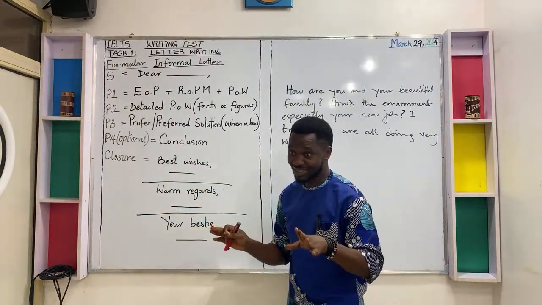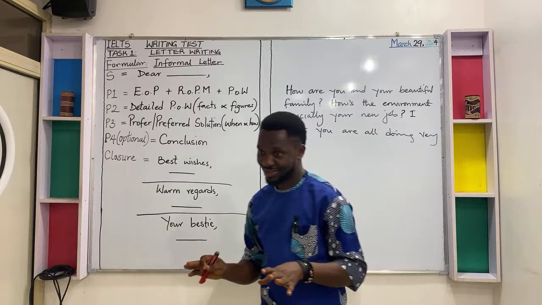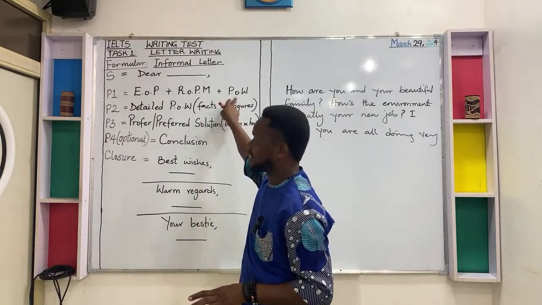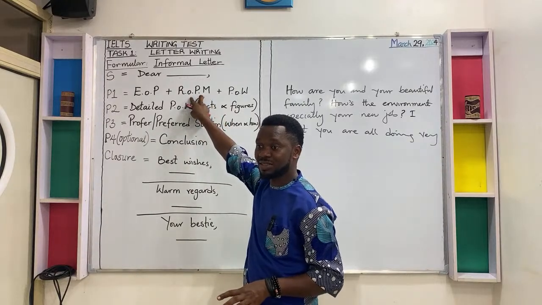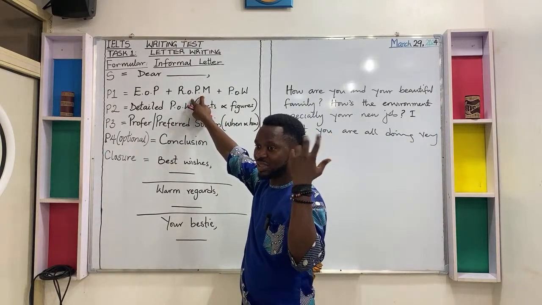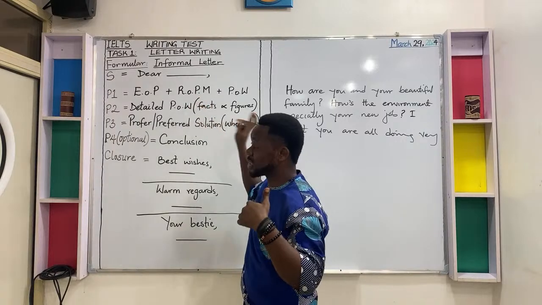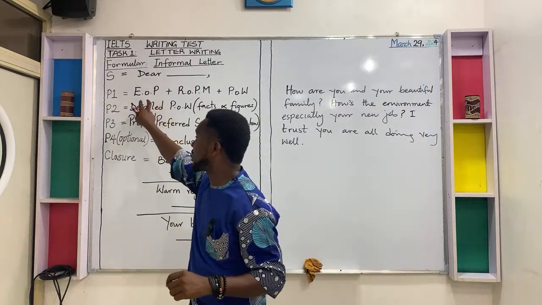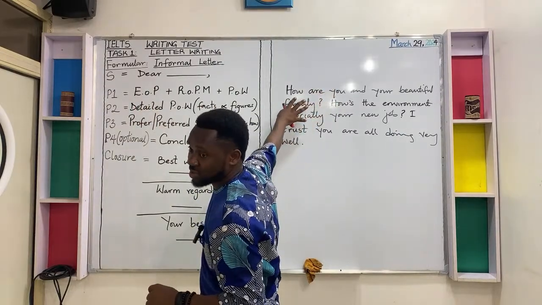Please, do you understand this? Purpose of writing. Did you understand this part? When we recalled, this is still in the first paragraph. Yes, we are still treating paragraph 1. The first thing in paragraph 1 is exchange of pleasantries.